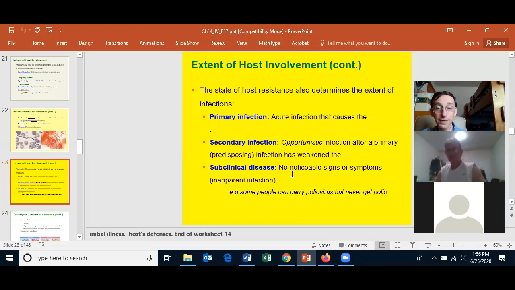A subclinical disease is the same thing as an asymptomatic disease, when a patient has no noticeable signs or symptoms. For example, some people carry poliovirus, but they never get signs or symptoms of polio. And as you know, in COVID-19, some people get subclinical or asymptomatic disease, where they're carrying around COVID-19 and they can infect other people, but they have no signs or symptoms of disease. Any question about that?